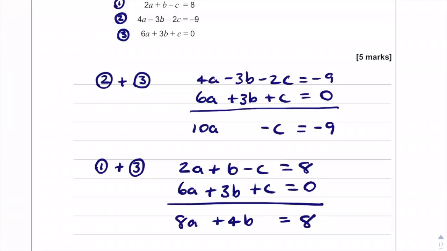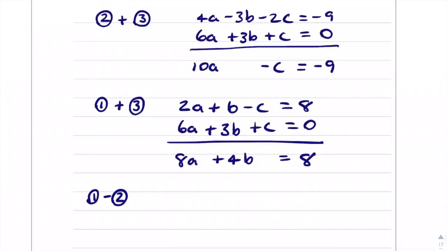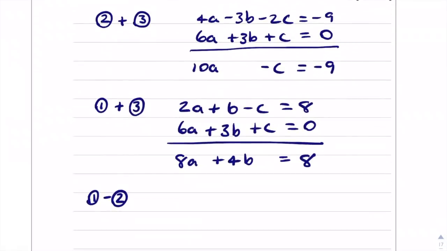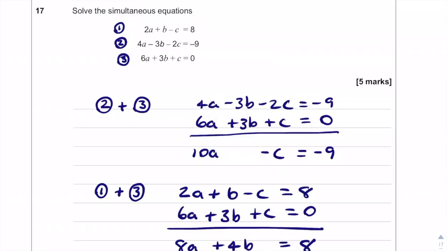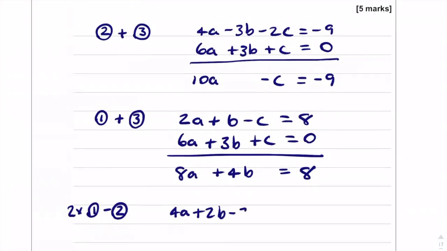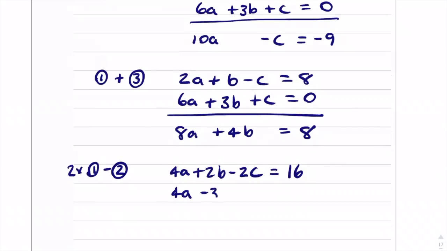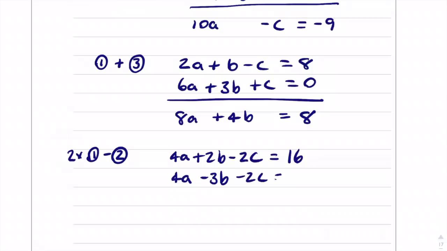Now what we've done is we've taken an equation where we've eliminated the b's and we worked out another equation where we've eliminated the c's. So we're going to have to find one more equation where we can eliminate the a's. Well, in order to do that, I'm thinking if we take equation 1 minus equation 2. But we're going to have to multiply equation 1 by 2. So if we multiply equation 1 by 2, we're going to have 4a + 2b - 2c = 16. And then equation 2 is 4a - 3b - 2c = -9.